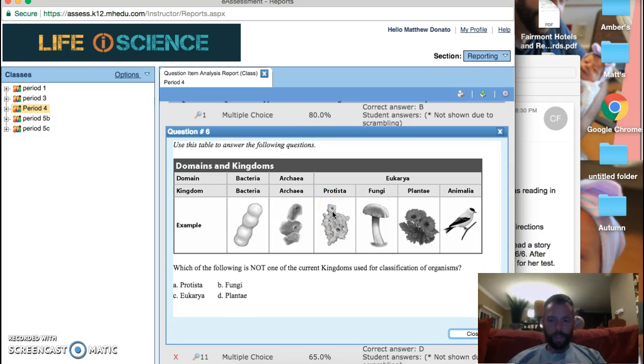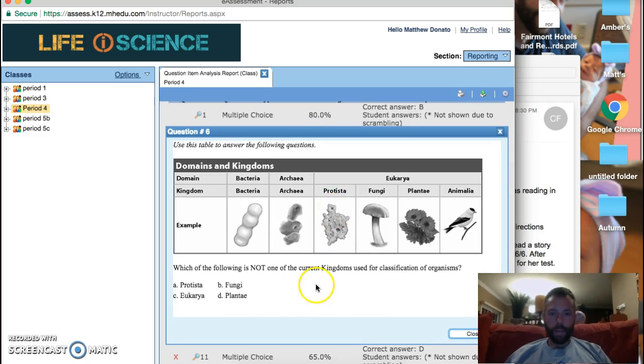This chart here is also in the textbook. Which of the following is not one of the current kingdoms used for classification? Okay, here they're showing us the kingdoms: bacteria, archaea, protista, fungi, plantae, and animalia. It's a pretty simple one. Which one is not? Well, protista is listed up here, so that's correct. Fungi is listed here as a kingdom.